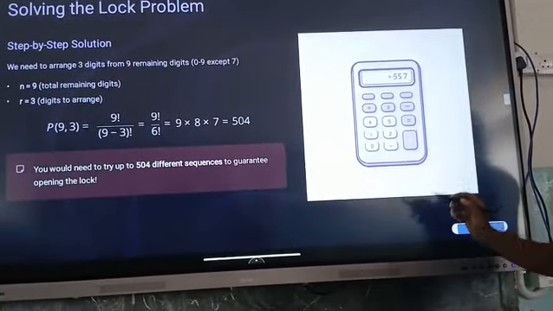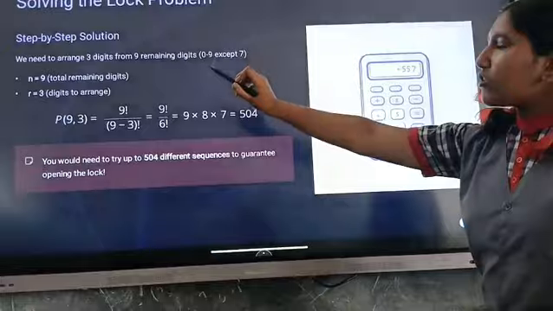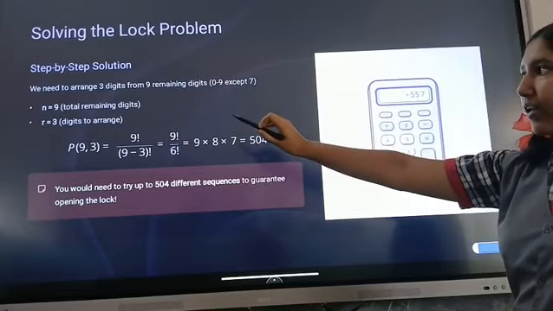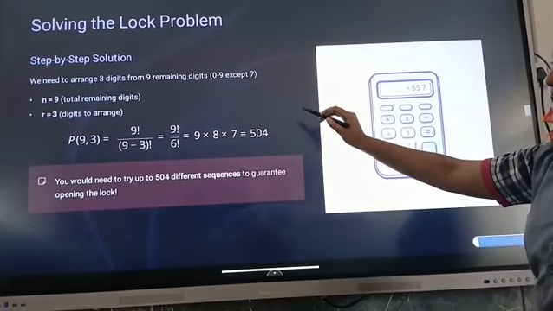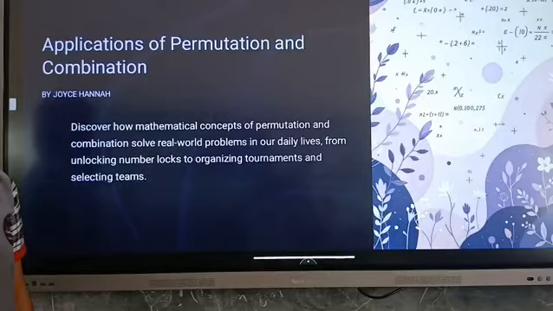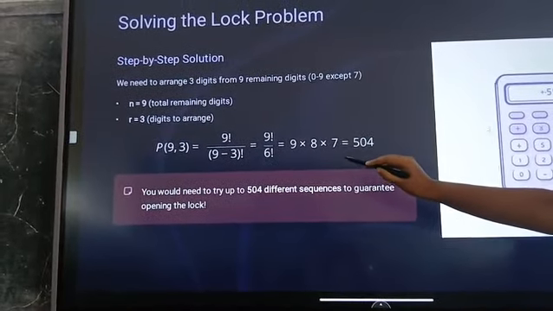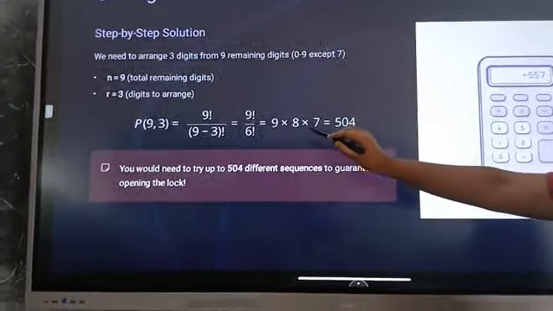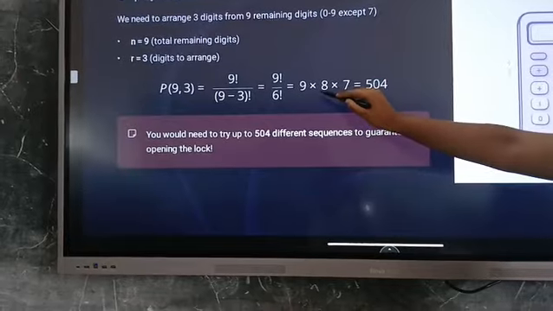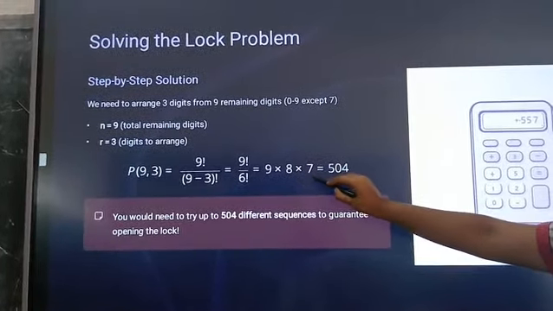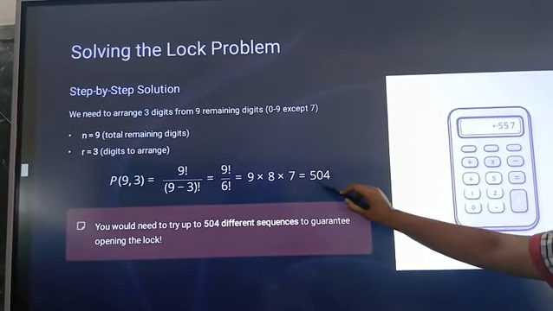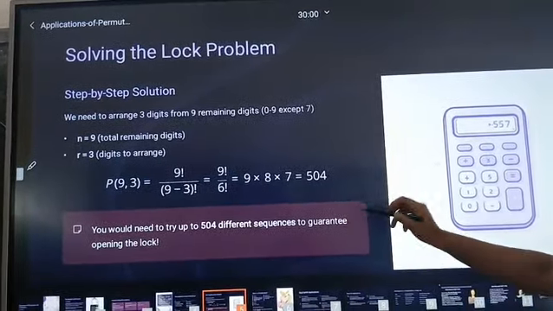Now let's solve our lock problem. First, we need to arrange 3 digits from 9 remaining digits, so 0 to 9 except 7. We know that n, which is 9, is the total remaining digits, and r is equal to 3 digits to arrange. So P(9, 3) will be equal to 9 factorial divided by (9 minus 3) factorial, which is 9 factorial divided by 6 factorial. Here 6 factorial will get cancelled, so the remaining numbers would be 9 into 8 into 7, which is 504. So 504 are the different sequences to guarantee the opening of the lock.